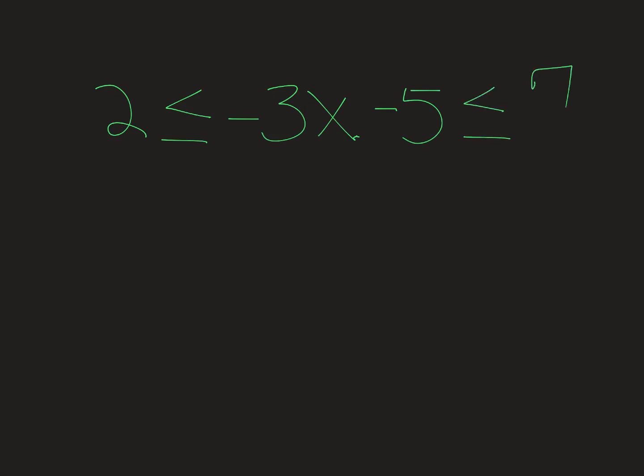All right. Number 4. How'd we do on number 4? Okay, number 4. It's 2 less than or equal to negative 3x minus 5 less than or equal to 7. Okay? Now, what am I going to do next? What am I going to do first, Sam? Yes. What am I going to do first? Add 5. I'm going to add 5 to all sides.